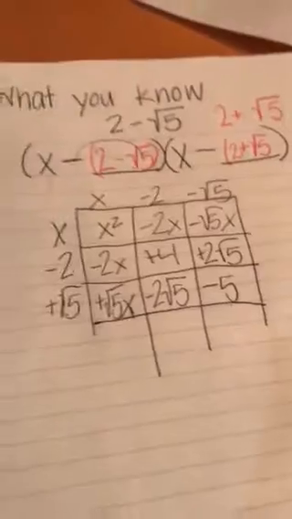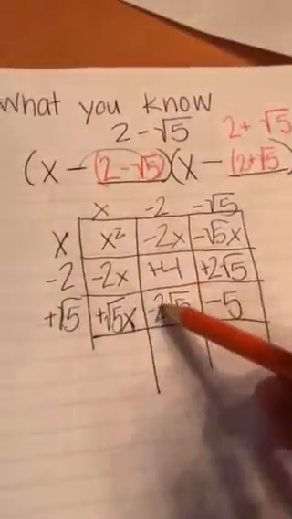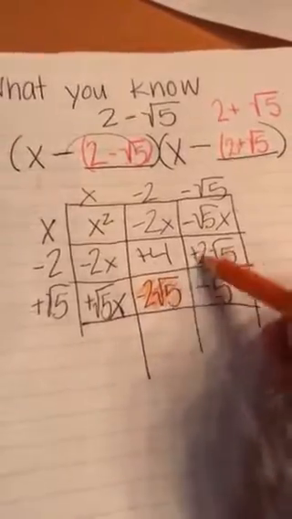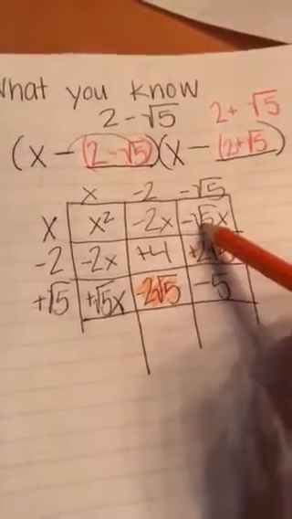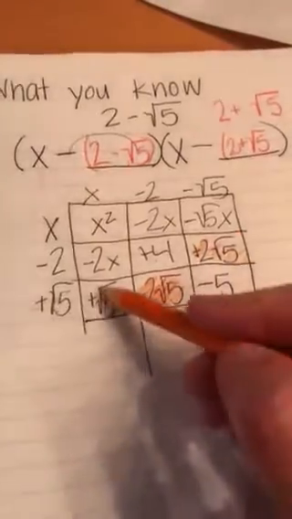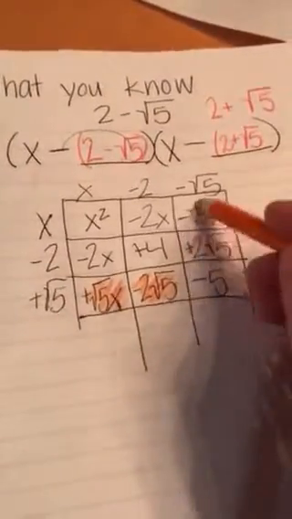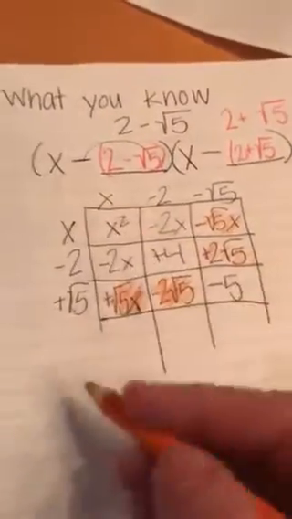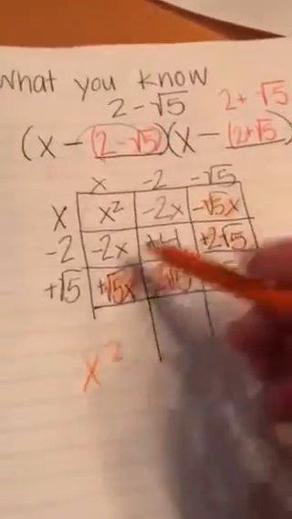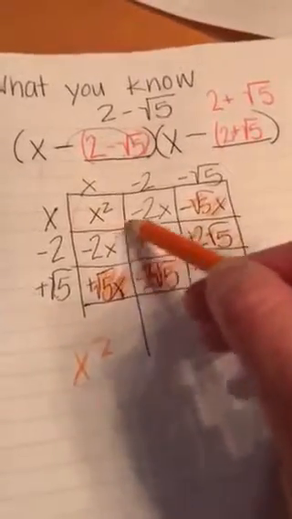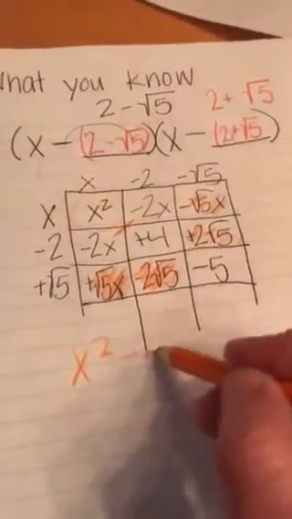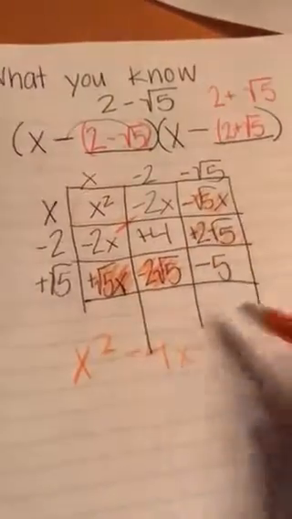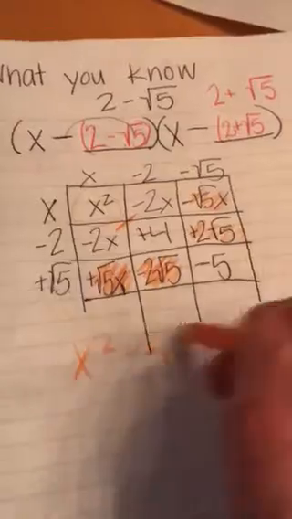Okay, now I'm going to look and see, is there anything that I can cancel out? Look at this. Negative 2 square root of 5, positive 2 square root of 5. Those cancel out. Then negative square root of 5x, positive square root of 5x. Those two cancel out. So really when I solve it down, I've got x squared, negative 2x plus negative 2x minus 4x, and then positive 4, negative 5, minus 1.